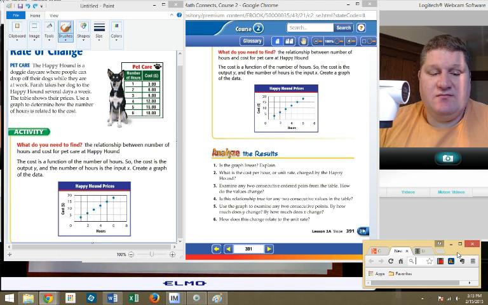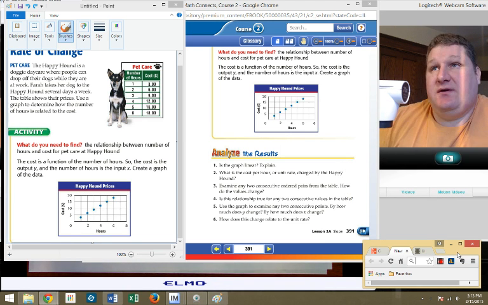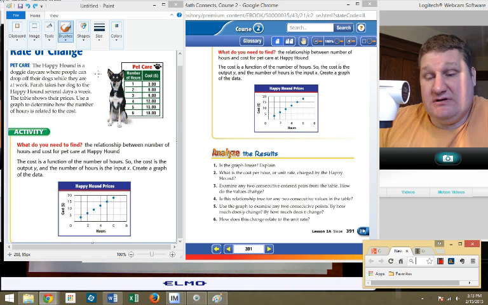Okay, ladies and gentlemen, let's take a little bit and do something different. We're going to talk about rate of change. Now, rate of change is exactly what it says it is. It's how much something changes over a given period of time.